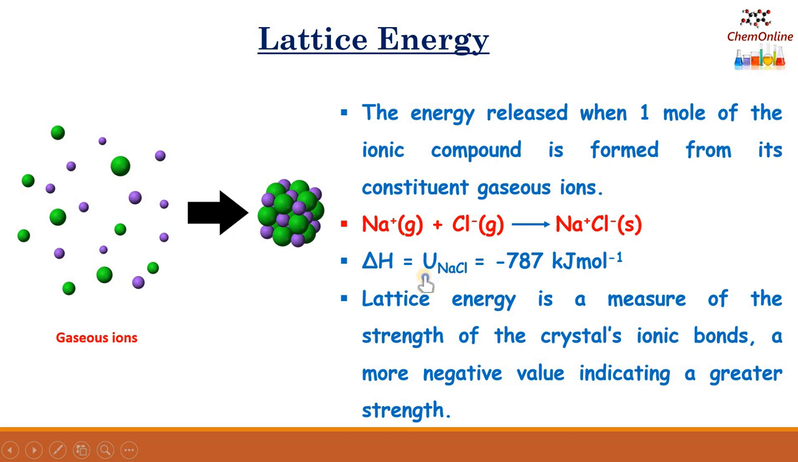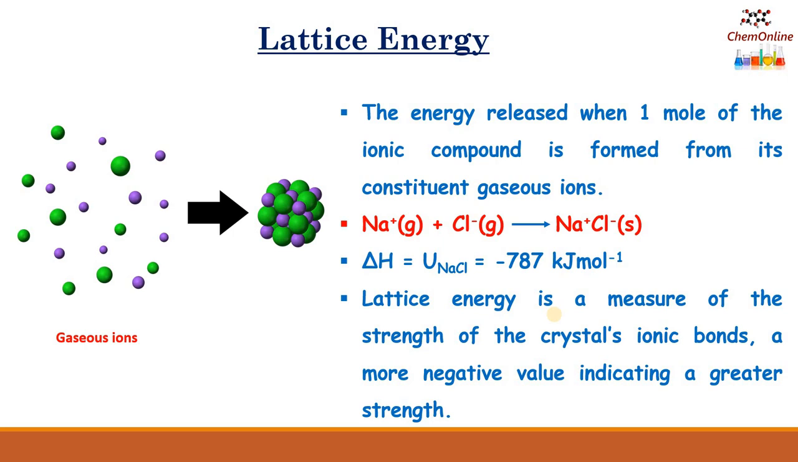Usually we represent the lattice energy using the letter U. So U of NaCl, the lattice energy of sodium chloride, is equal to -787 kilojoules per mole. This lattice energy is a measure of the strength of the ionic bond in an ionic compound. A more negative value of the lattice energy means the greater is the strength of the ionic bond formed.